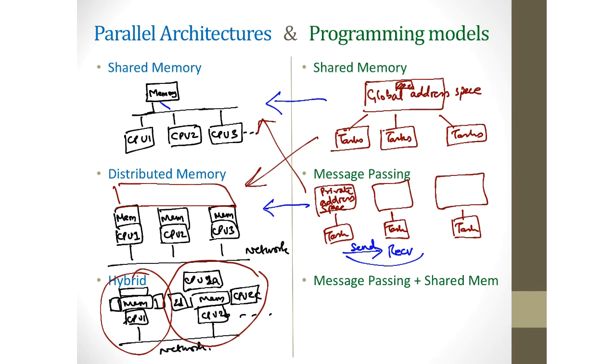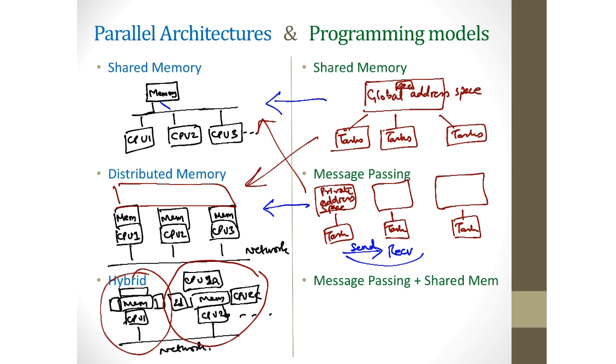Again, the most common way of using these architectures is that you use the shared memory model on shared memory architectures, and you use message passing on distributed memory architectures. What do you do on a hybrid system? You use a combination of message passing and shared memory. Typically you have different processes running on different nodes of the distributed memory architecture, and within each node you use a shared memory model to use the multiple cores on the node.